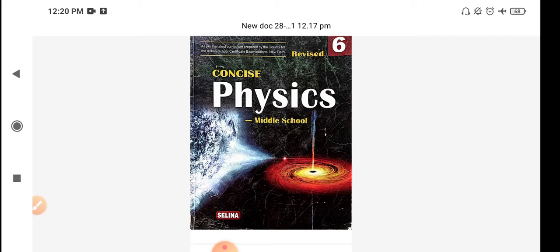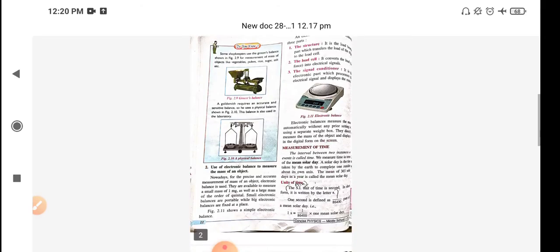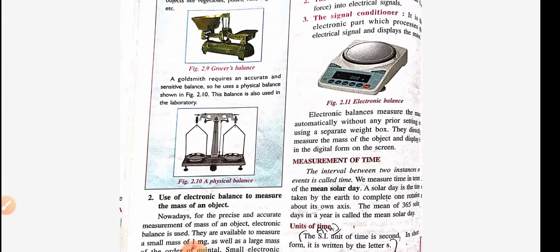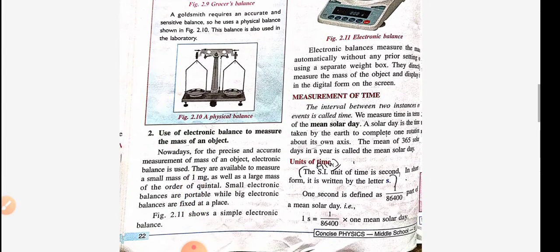Dear student, in our previous video, we had completed the measurement of length and measurement of mass, but some part of measurement of mass remains. Now we continue. First thing is the physical balance, and the second thing is the electronic balance. Nowadays, electronic balance is used.